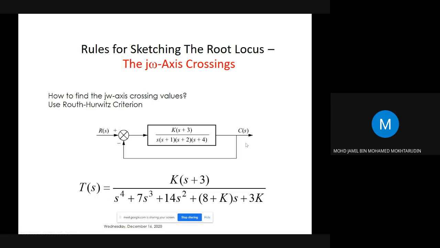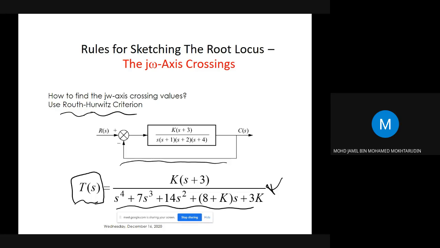Okay, so to find the JW axis crossing, you need to use the Routh-Hurwitz criterion. Whoever doesn't know how to do the Routh-Hurwitz criterion, please learn it, because it is used for finding the JW axis crossing. Okay, let's look at an example. Let's say you are given this block diagram. To use the Routh-Hurwitz criterion, the first step is to find the closed loop transfer function T(s). You get this closed loop transfer function, and then you take the denominator.